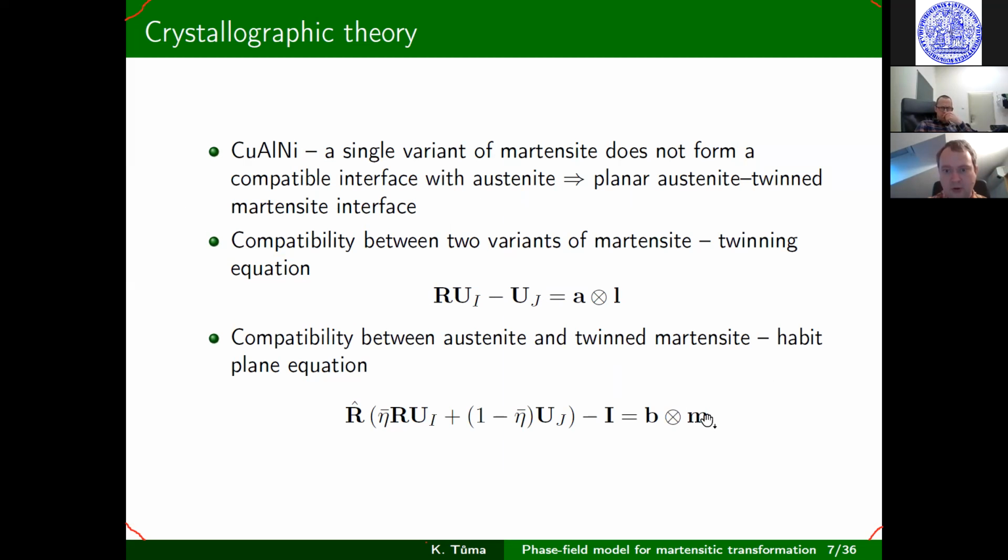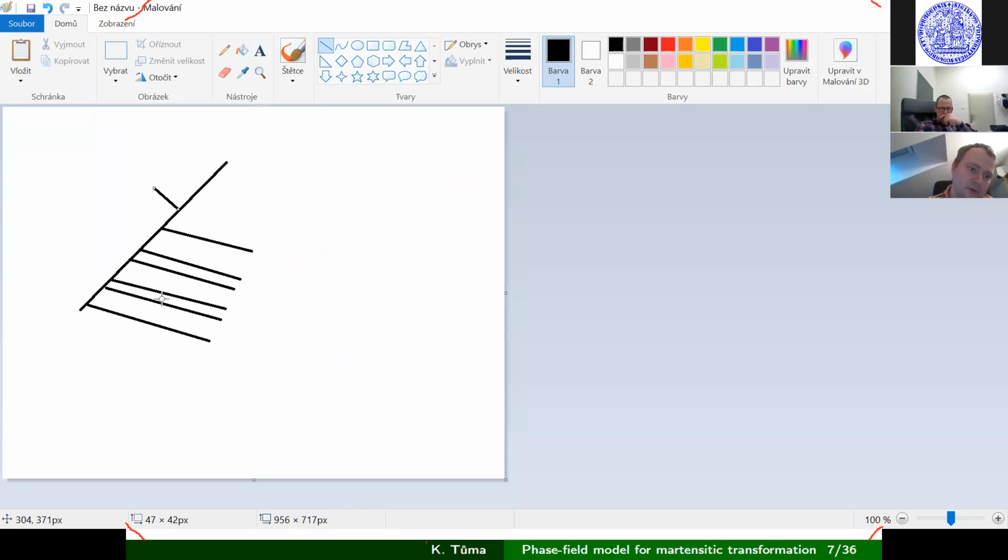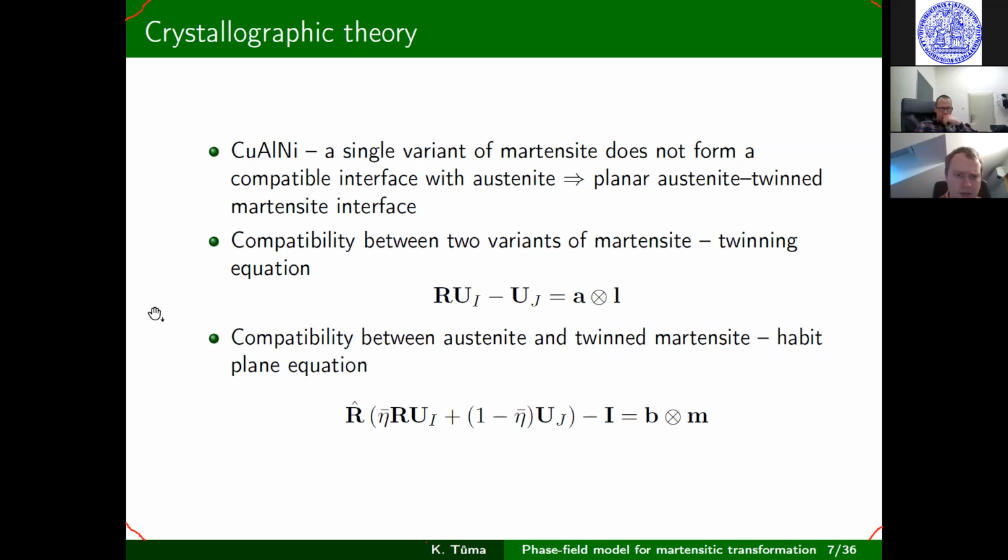This normal is called here M, then there is another shear vector. And for example, this eta bar is the volume fraction of this twinned martensite. For example, here I put it like, here is 30% of this martensite and 70% of this martensite. So I'm showing this because there is a simple theory that can predict something under the assumption that the material is not stressed. And it is good for verification of the finite element simulations.